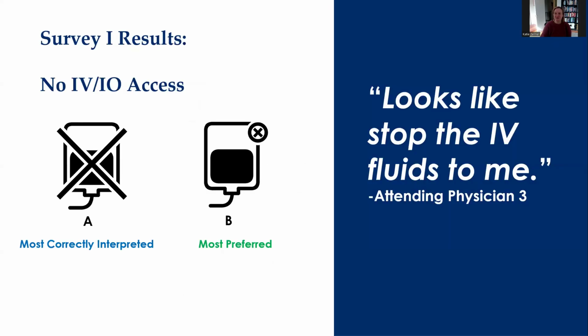The no IV-IO alert was the most correctly interpreted icon of all the delay types. Still, icon A, the one on the left, was correctly interpreted 40% of the time, whereas icon B was correctly interpreted 60% of the time. The preferences were reversed, where icon A was more preferred at 60%. Several participants confused the icon with a blood bag, recommending adding more detail like a needle. Several participants also indicated that the X looked more like an instruction to not give fluid or to stop giving fluids, rather than indicating an absence or delay.